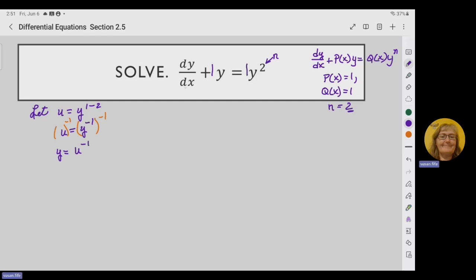And then I can calculate my dy dx, and then dy dx is the derivative of u to the negative first. It's going to be negative u to the negative second times du dx. Remember, and here again, u is a function of x.